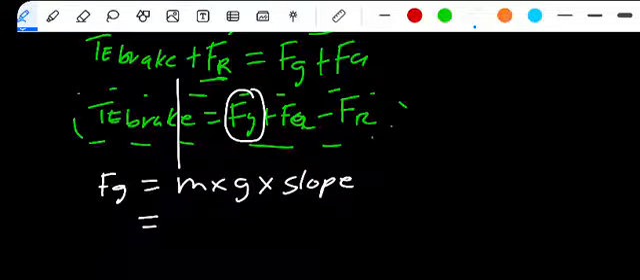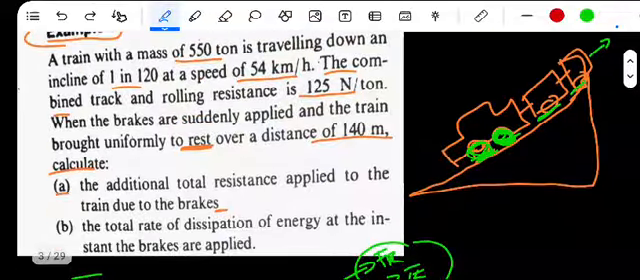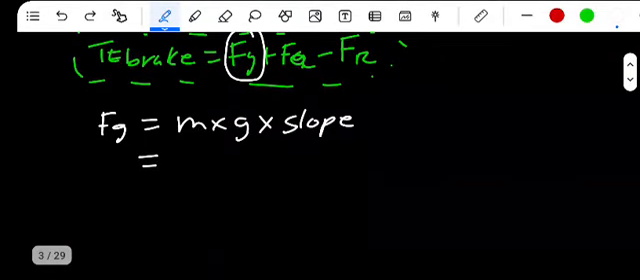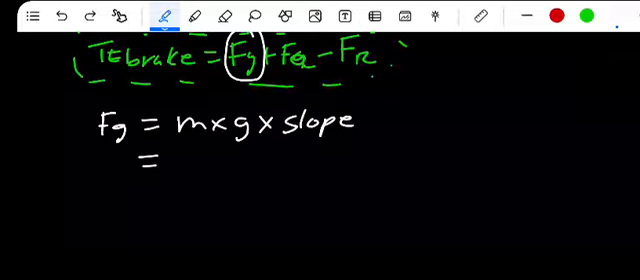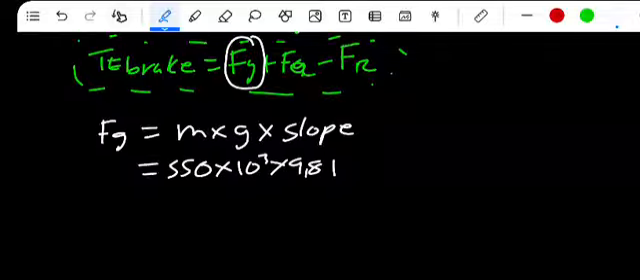Let's check. What is the mass? Oh, sorry about that. What is the mass? The mass of the locomotive is what? It's 550 tons. You can convert that. Tons is the same as you multiply by 1000. So 550 times 1000. Gravity is 9.81. The slope, what is the slope?